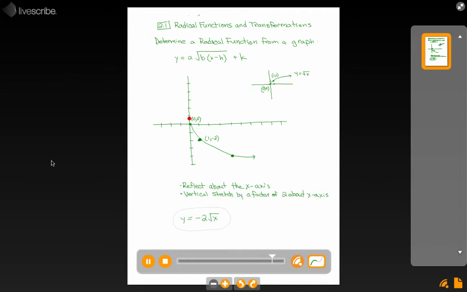If you're ever not sure if you've found the right equation, you can put it into your calculator and just see if it actually passes through these points. Look in the table or look at the graphing screen itself and trace around and see if you're actually going through the points that they give you in the question.